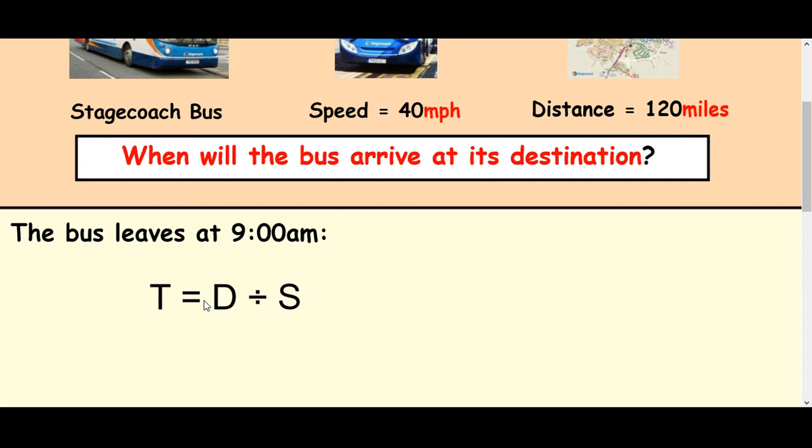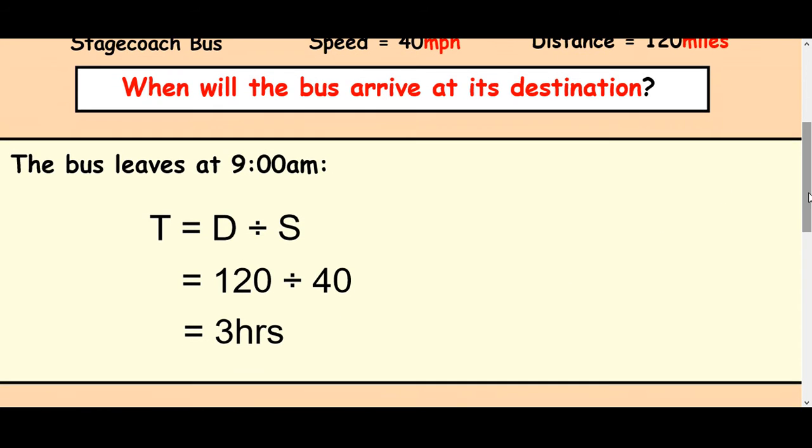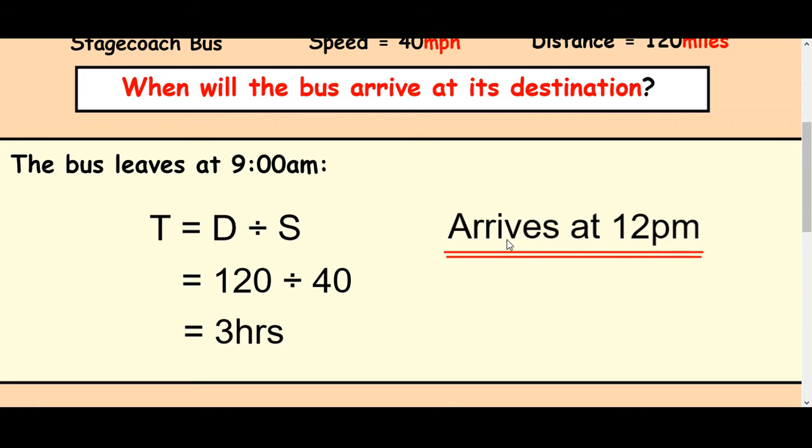So set your formula out first. Time equals distance divided by speed as normal. Put 120 divided by 40, because the distance is 120, speed's 40, and that comes out to be 3 hours. So if the bus leaves at 9 o'clock and it takes 3 hours, it's going to arrive at 12 p.m. if you go 3 hours forward from 9 o'clock. Now I've underlined this answer because that's my final answer there.